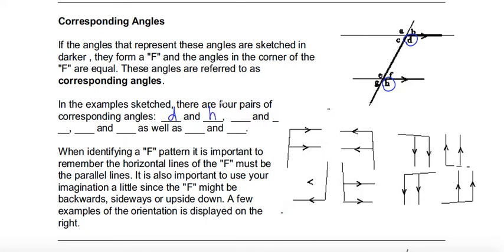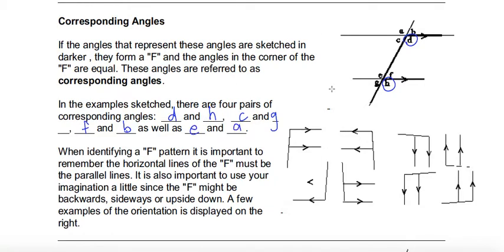And as before, in the Z pattern, we can also have different orientations of that letter F. So we could have an F going backwards. So that means C and G are the same. We could have an F that is upside down. So F and B are the same. And we could also have an F upside down and backwards so that E and A are the same.